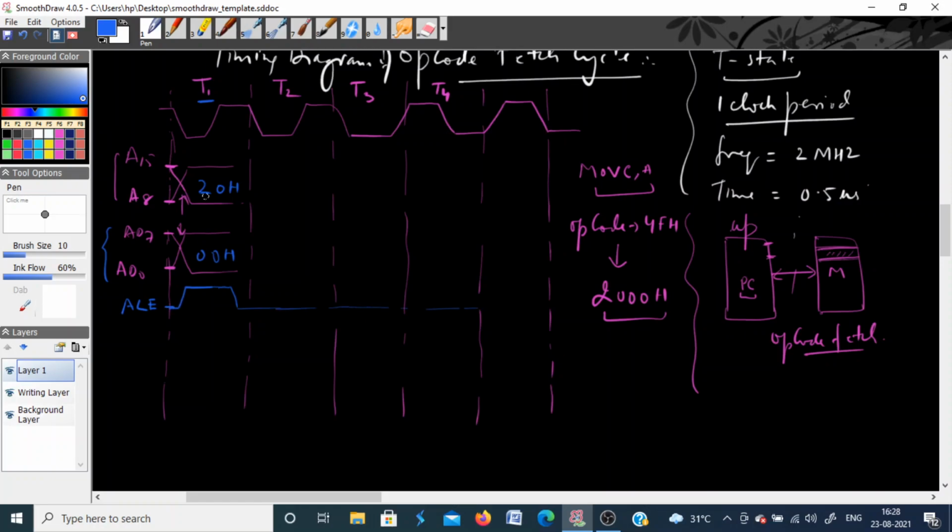So during T1, or during the first clock period, the processor will first place the higher order address on the higher order bits, and the lower order address on the lower 8 bits. At the same time, during the first clock period itself, it will activate the ALE signal. So it will generate a pulse which goes from 0 to 1 and stays at level 1 for less than 1 clock period. And during this first clock period, the lower 8 bits of the address are latched.